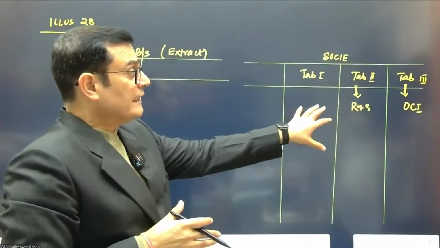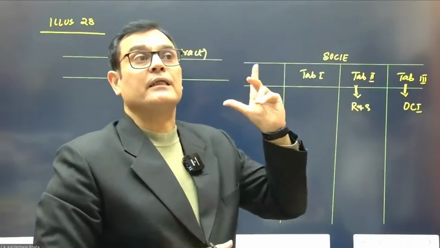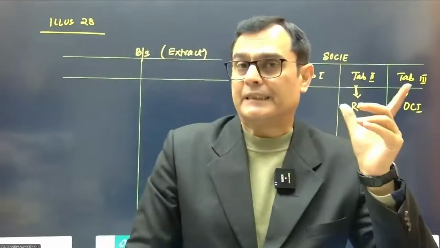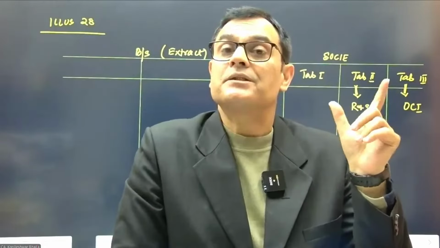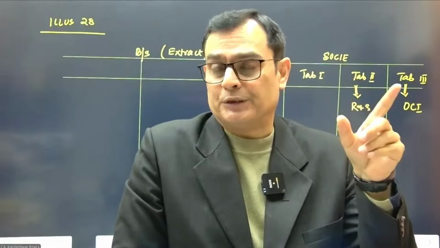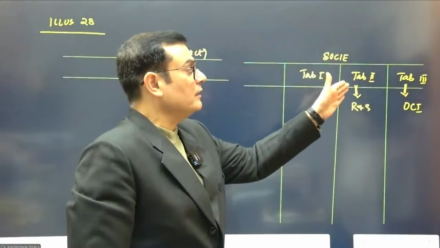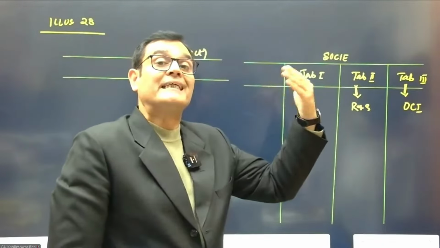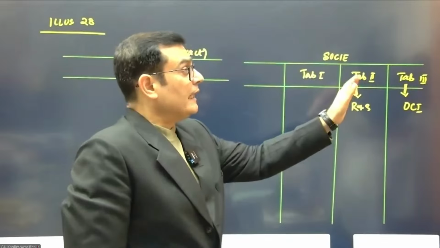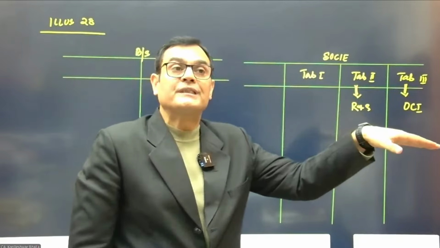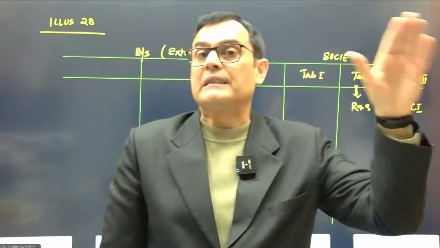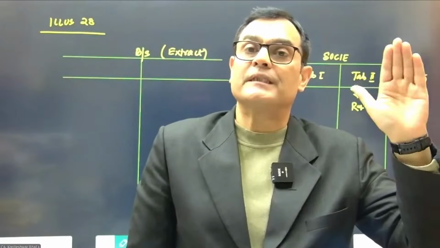Whatever enters the profit and loss section of the income statement goes in tab 2 under reserves and surplus, retained earnings, and whatever is taken in the OCI section of the income statement is what goes in tab 3.